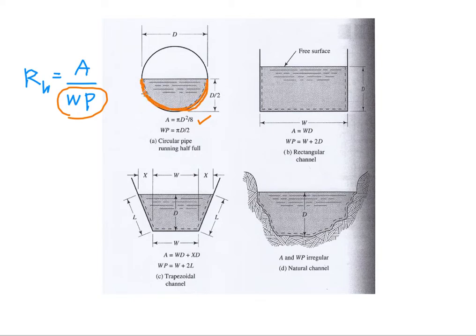So this means that this is only the wetted perimeter. The wetted perimeter is pi d over 2, because we know that pi d is the perimeter, the total perimeter for a circular shape, and then we divide by 2, so we have pi d over 2.